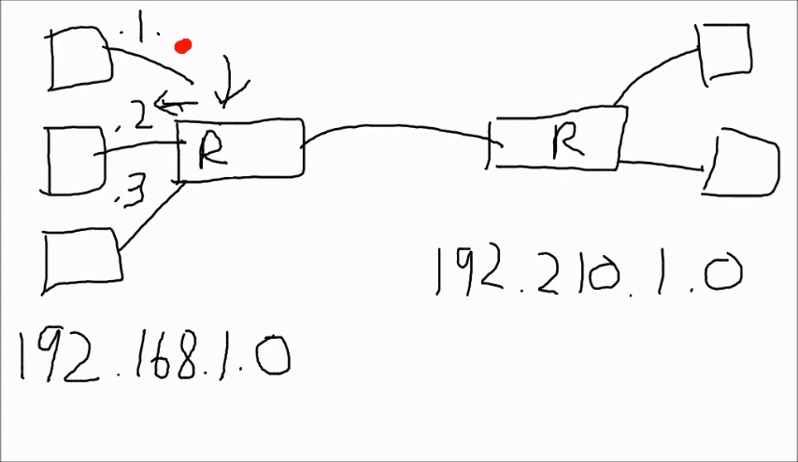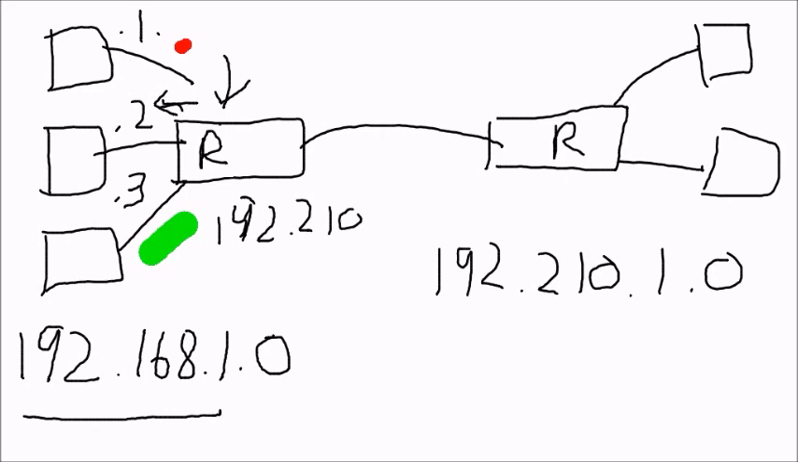But if the router receives a message, and that message says on it, I'm for 192.210, the router goes, oh, this is not for my network. It doesn't belong to any of my computers, because one of the first three numbers was different. So because one of the first 3 numbers is different, I'm going to throw it over to the other router.